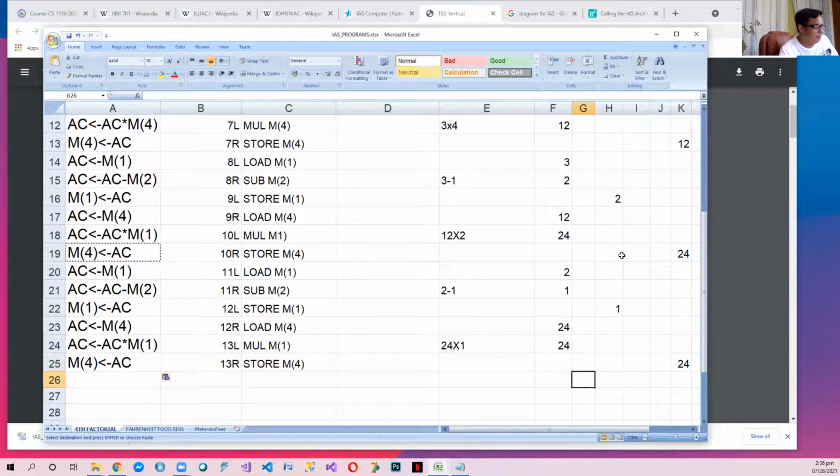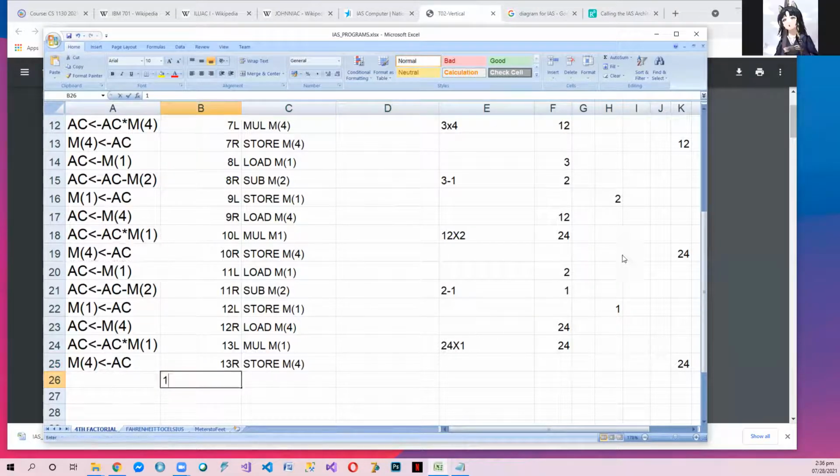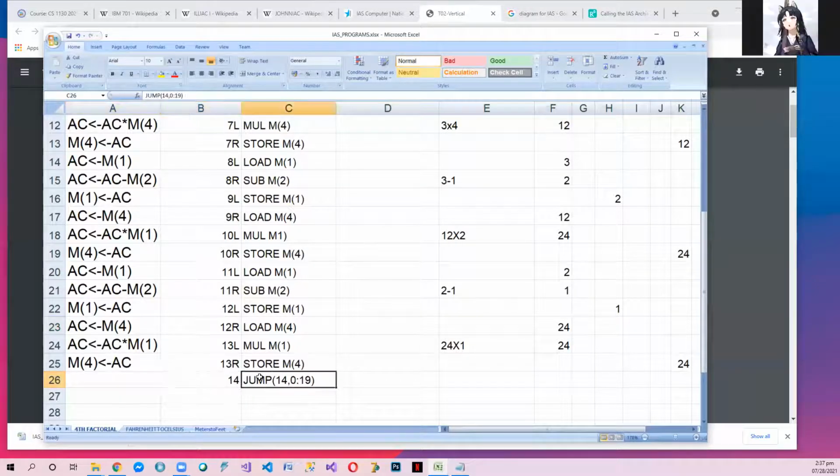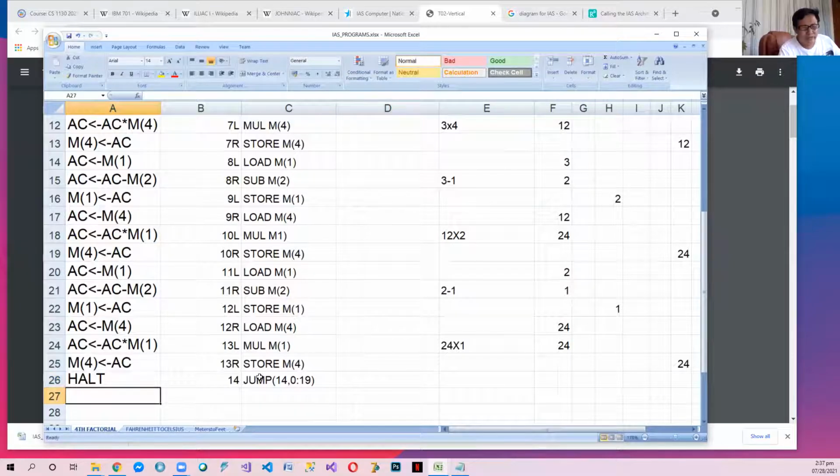And this is our 14. We'll just say jump 14, 0 to 9. Jump to itself, which means we will halt. This is our halt. Any questions so far? Questions?